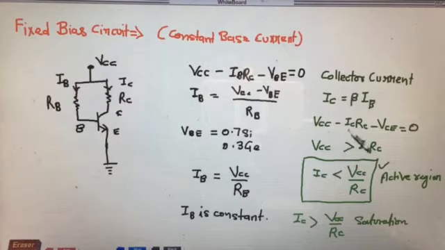And from here we conclude that VCC is greater than IC RC, so IC is less than VCC upon RC. If the value of IC satisfies this relation, then we say that our transistor is in active region. If the value of IC is greater than VCC upon RC, then the transistor is acting in saturation region.